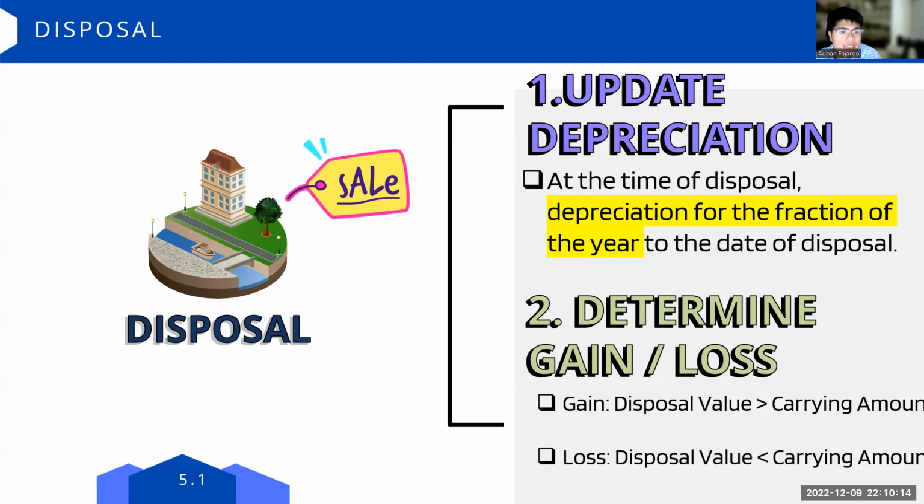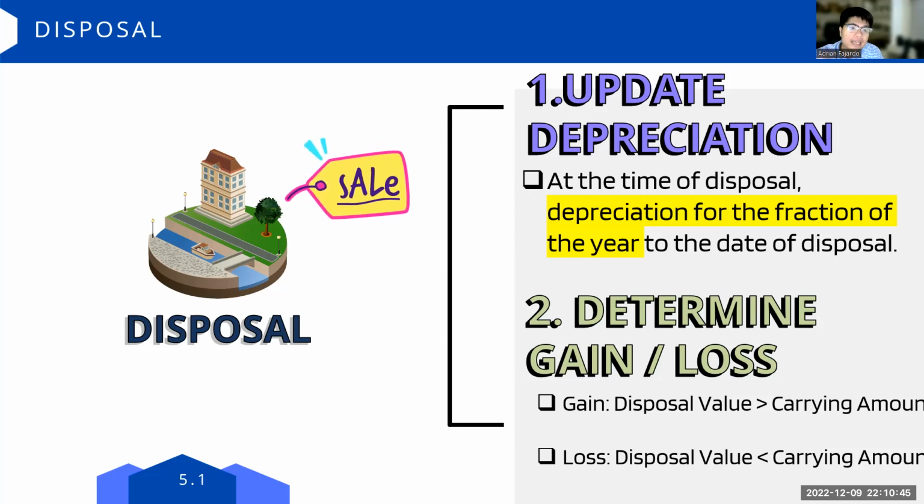Kunwari, sasabihin sa'yo, ACDEP of the equipment is 30,000 at the end of 2019. The equipment was sold September 2020. Usually, isusubtract mo lang yung ACDEP kaagad. That's wrong. Please update your depreciation. Now, you need to account for the depreciation from January 1, 2020 all the way to September 2020, bago mo i-compute yung journal entry na gagawin natin.